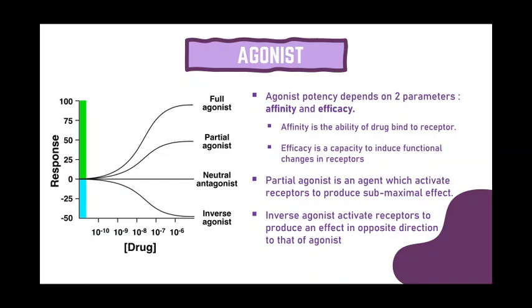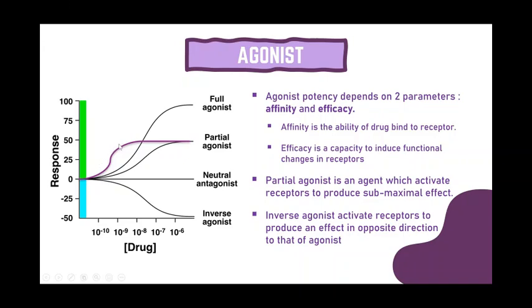There are three types of agonists, which are full agonist, partial agonist, and inverse agonist. The partial agonist and inverse agonist, as well as the antagonist itself, act on the same receptor system as the full agonist. The partial agonist cannot produce as large an effect, which means it has lower maximal efficacy compared to the full agonist.